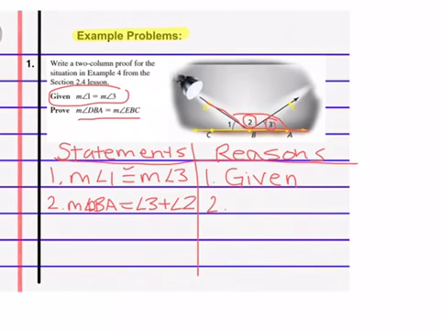Okay, so line 2, since my goal is to prove that angle DBA is congruent to EBC, I need to kind of examine what I know about angle DBA. So angle DBA in red, as you can see, is equal to angle 2 plus angle 3. So I wrote that as line 2. Measure of angle DBA equals angle 3 plus 2. So pause for a second, see if you can figure out what the reason is going to be. All right, so let's see how you did. It should be angle addition postulate.